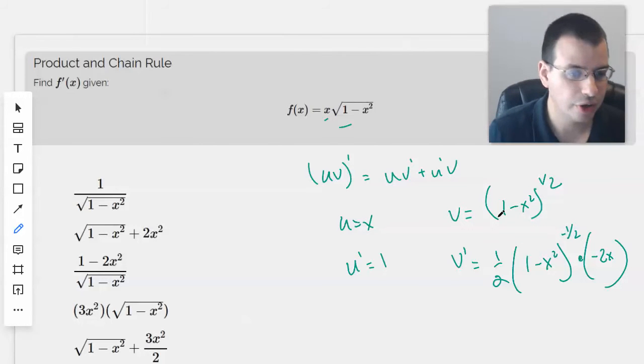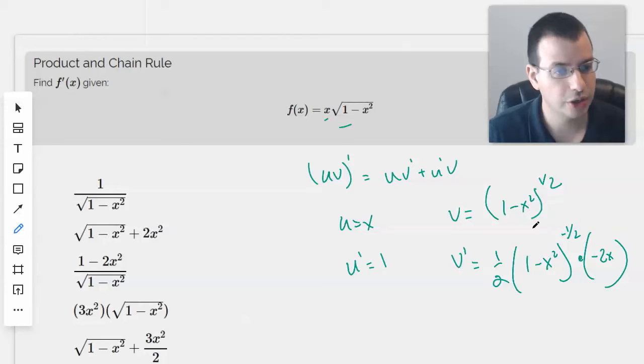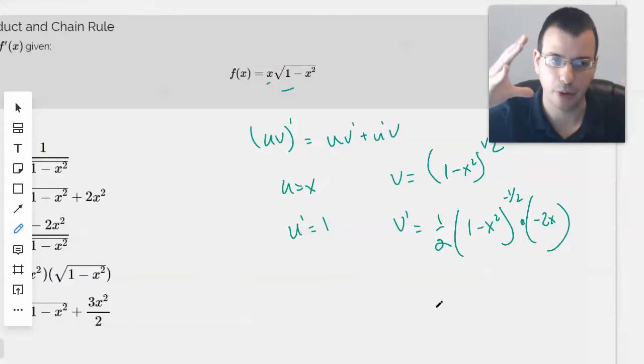So take the derivative of 1, that's 0. Take the derivative of x squared, that's 2x. Negative, well, that's just the negative. Then we put everything together.